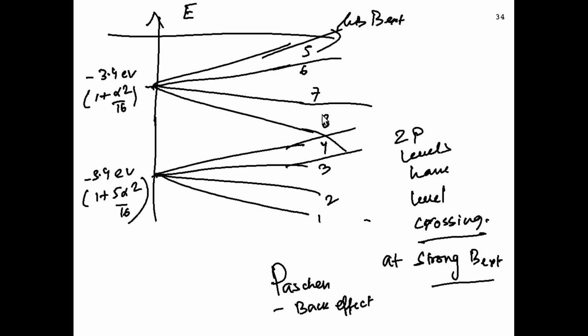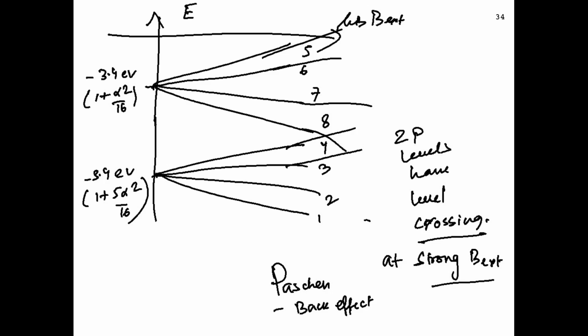So they can meet each other. So there will be some level crossing phenomena, and that's why this thing will break down. And beyond that point, if you make it even stronger, this is actually called the Paschen-Back effect. This was discovered much later, which is nothing but another name for the very strong field Zeeman effect.